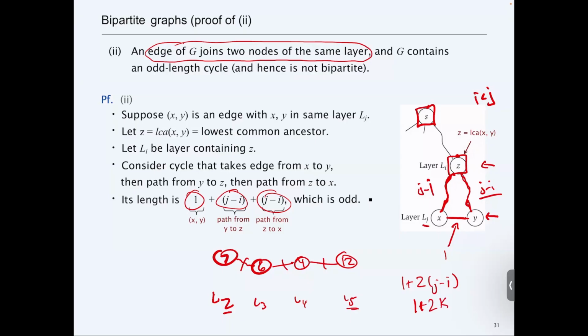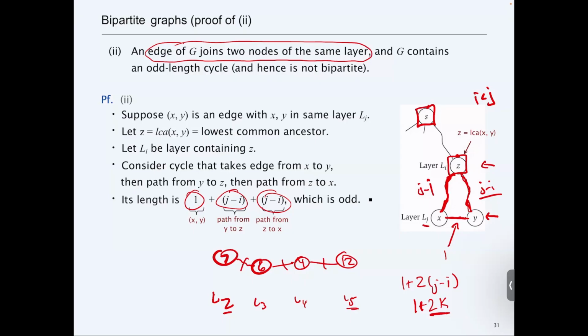And the reason that it's an odd number is it's 1 plus an even number, because 2 times k is an even number. So since 2k is an even number, when you add 1 to it, you get an odd number. So what do we have here? What we have is a cycle that is odd. So we have this odd length cycle. Because of that, the graph cannot be bipartite, which is what we saw a few slides ago.